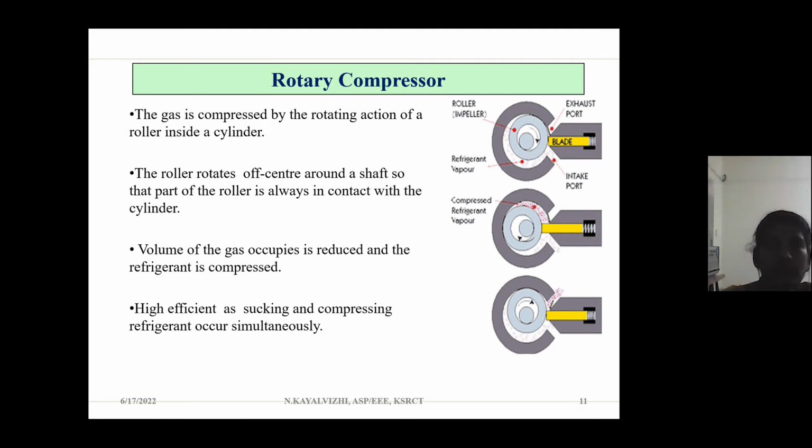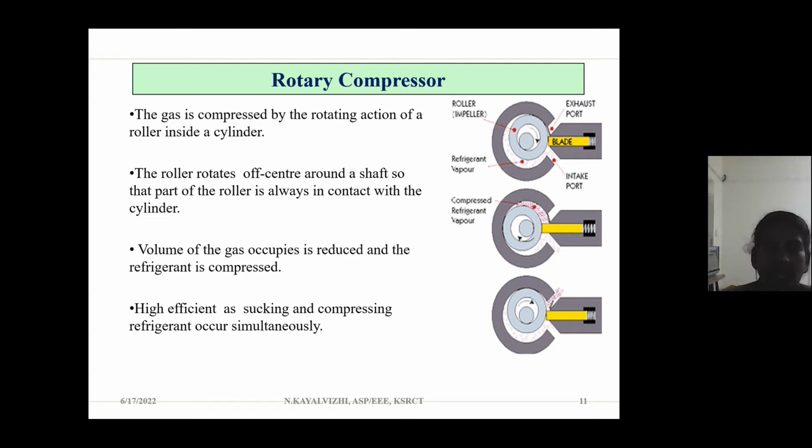This is a rotary compressor. The gas is compressed by the rotating action of a roller inside the cylinder. Here the roller, exhaust port, impeller, and intake port are all given in the picture, and it is explained stage by stage. The refrigerant vapor enters at the intake port, is compressed, and is then taken out.